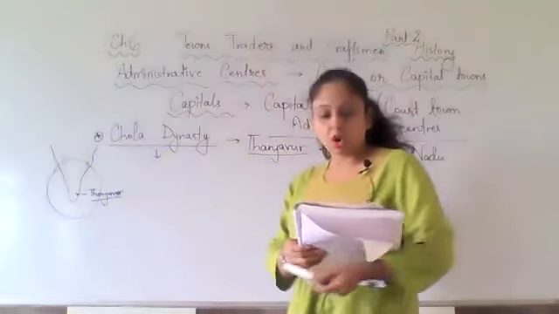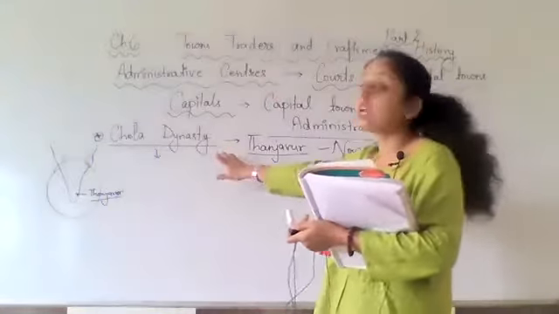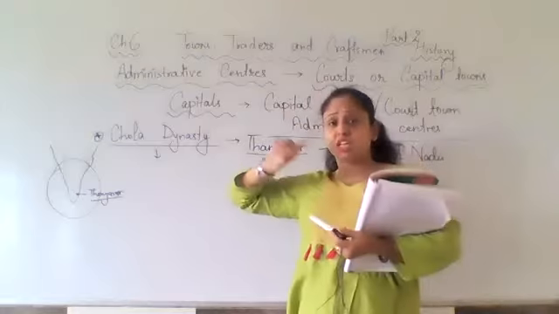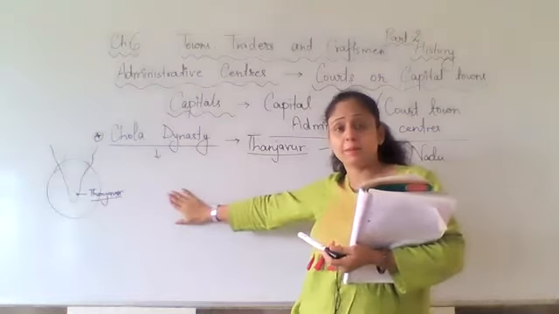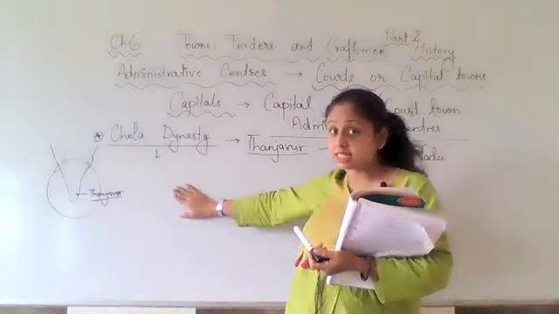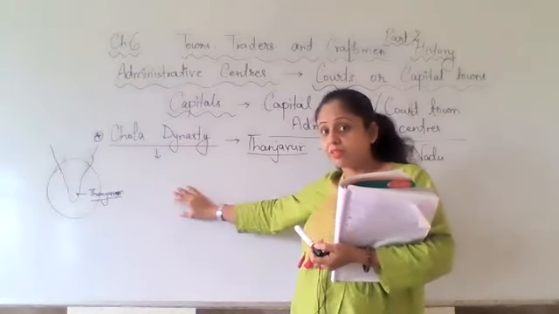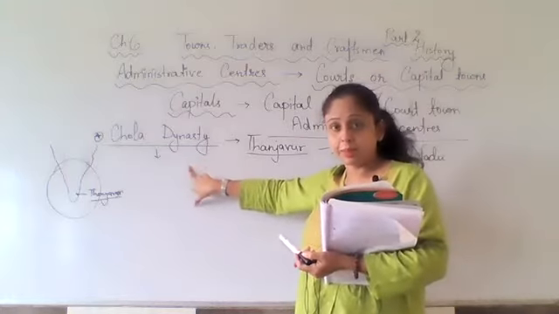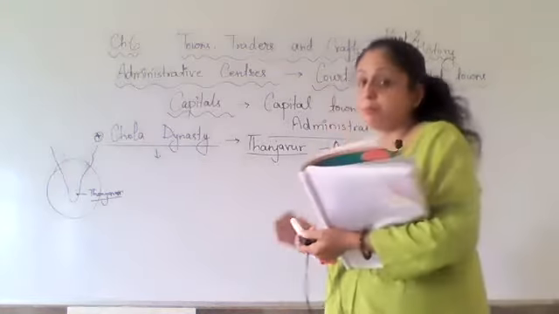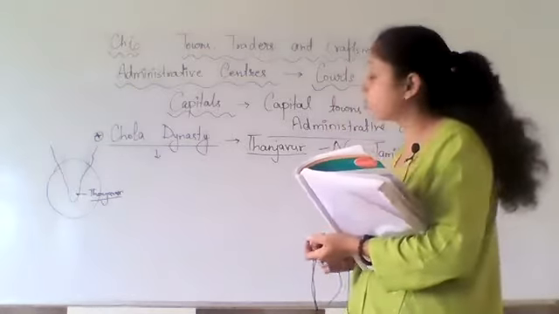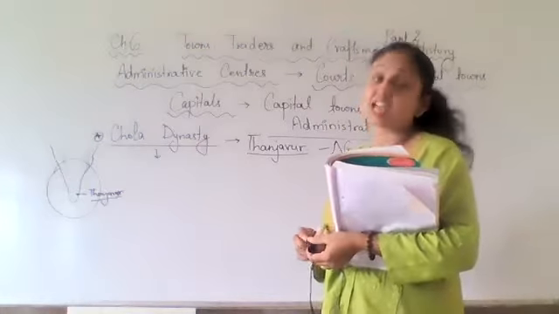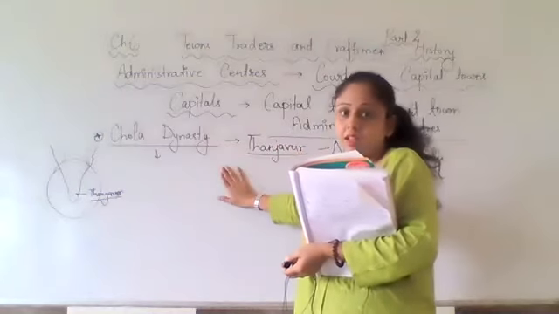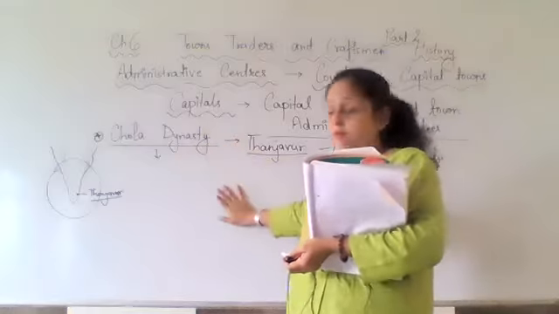Now, when we talk about this Chola dynasty, there were kings who were ruling. Do you remember which kings were ruling in the Chola dynasty? Anyone? The kings were Raja Raja I and Rajendra I. I am only giving some examples, many more we have.